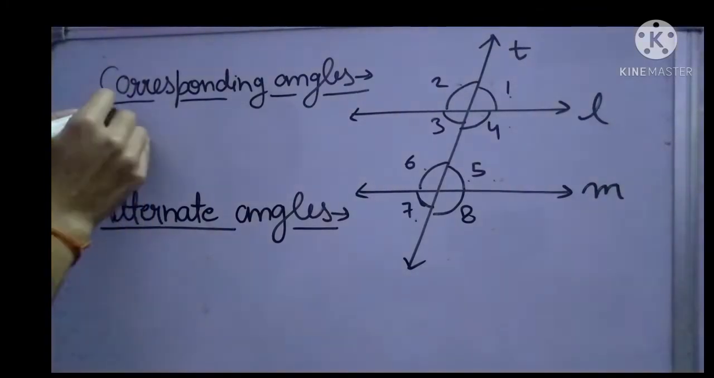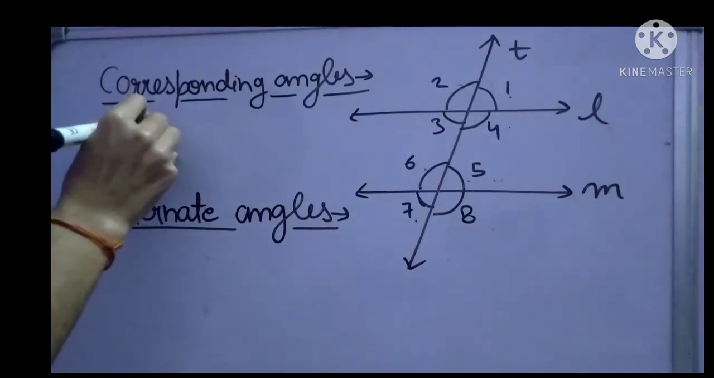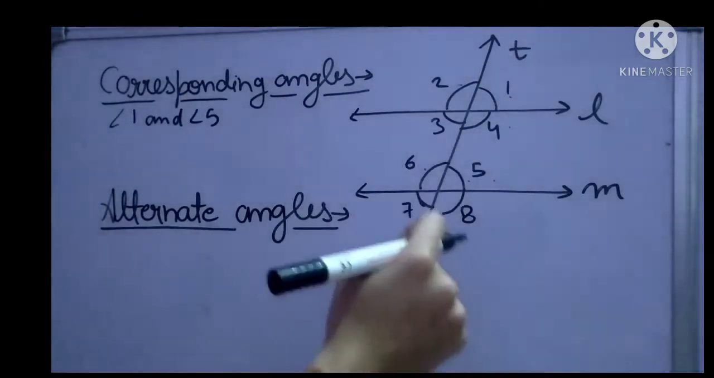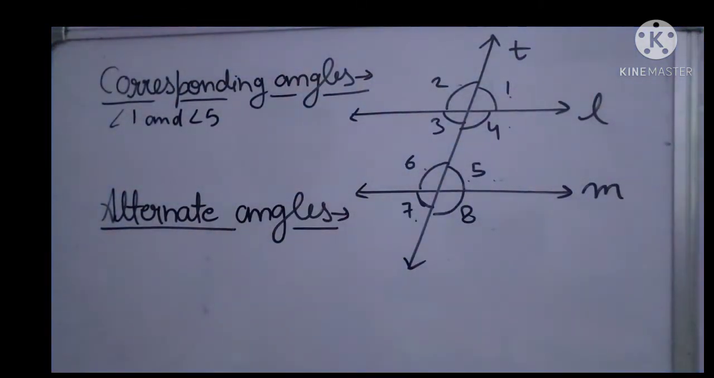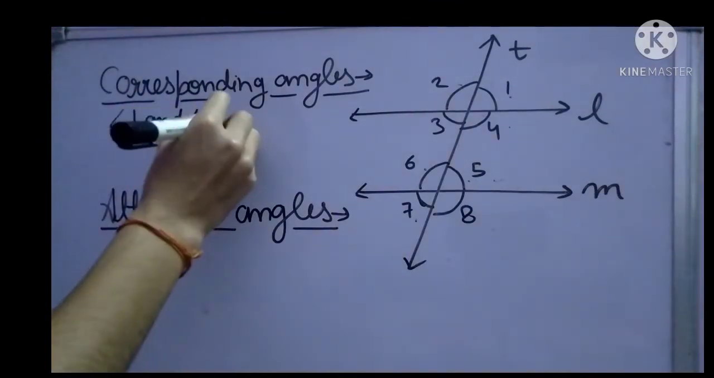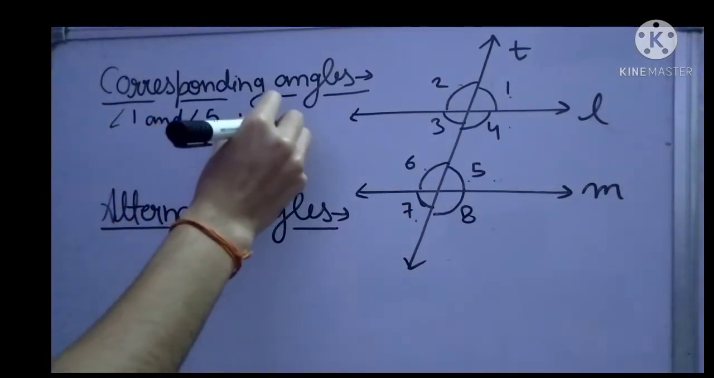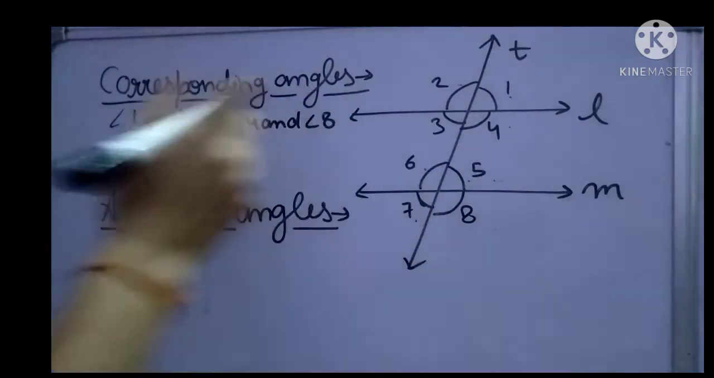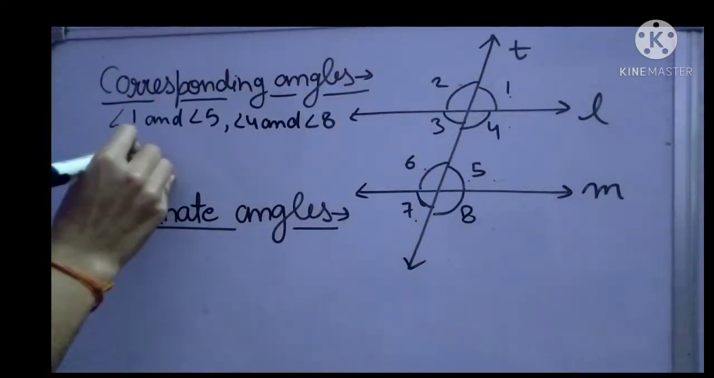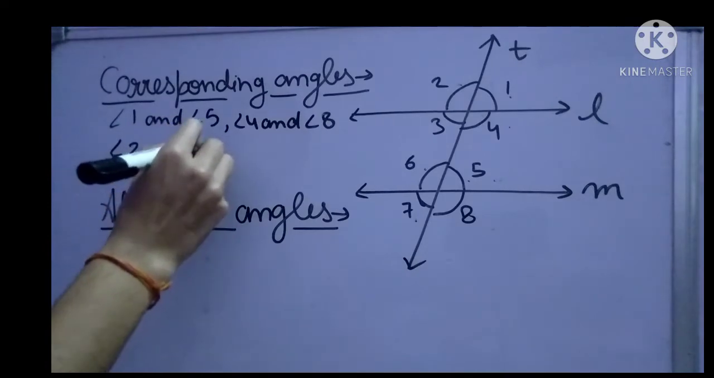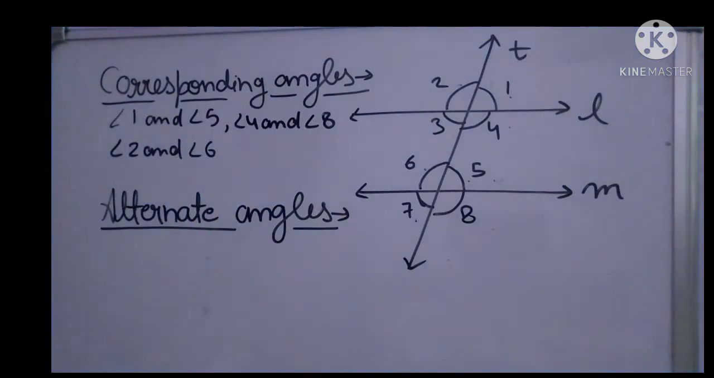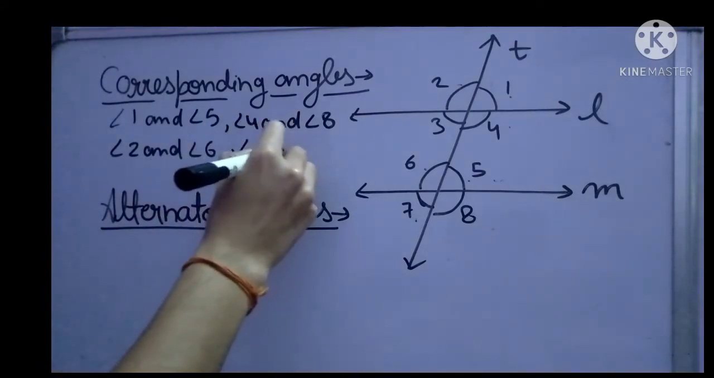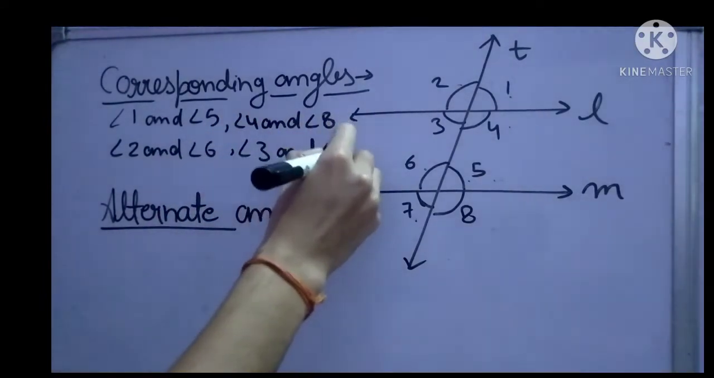So the corresponding angles are angle 1 and angle 5, angle 4 and angle 8, angle 2 and angle 6, and angle 3 and angle 7. These are the corresponding angles.